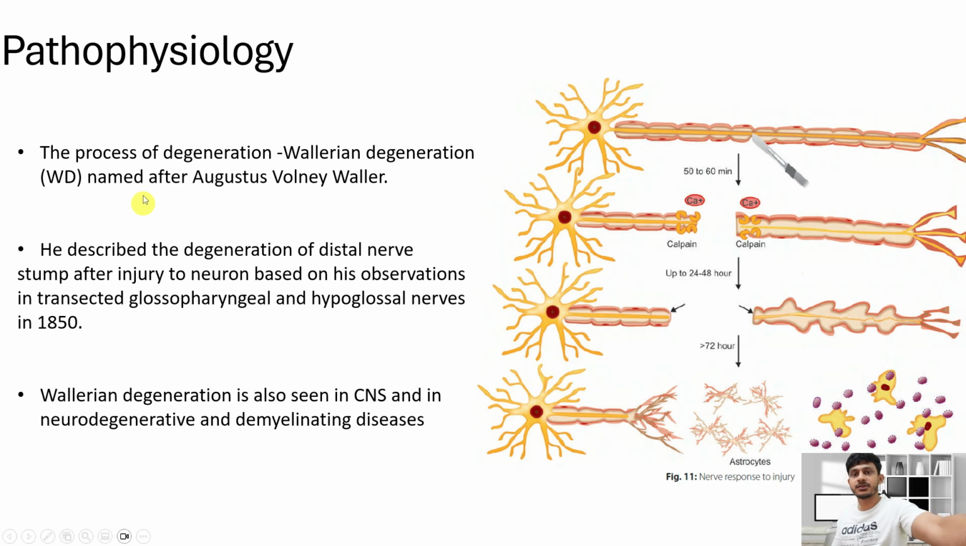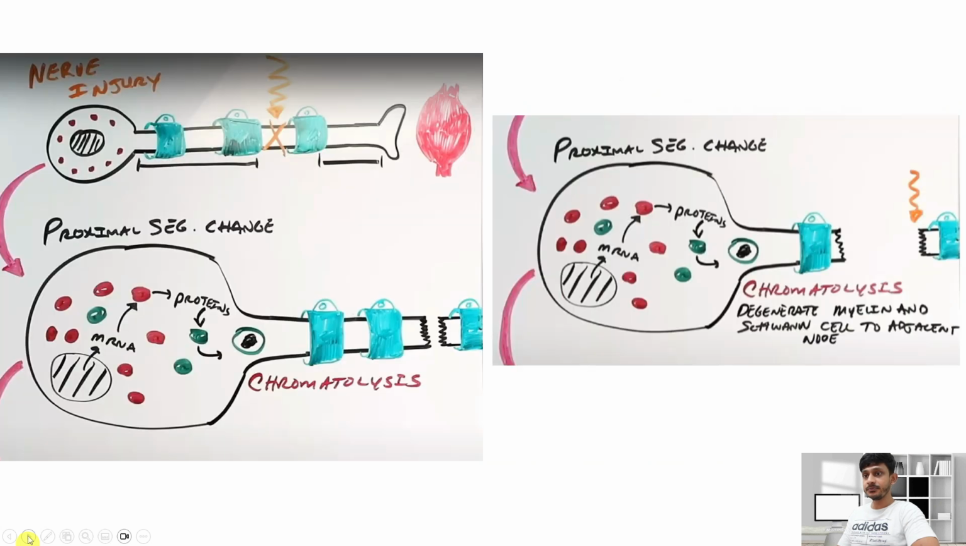So coming to the process of Wallerian degeneration. It was named after Augustus Volney Waller and is also seen in the CNS, but mostly occurs in the peripheral nerves. So I'll explain the process of Wallerian degeneration. Imagine a nerve injury occurs at this level. First, we'll talk about what happens in the proximal segment, which is this, and then we'll talk about what happens in the distal segment. In the proximal segment, three things happen.